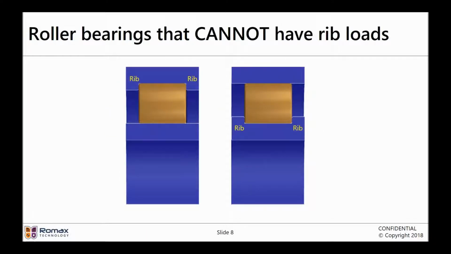Now, bearings that cannot take rib loads: with regard to cylindrical rollers, if I have two ribs on the outer but none on the inner, there's no place to take a thrust load. Likewise, this one with two ribs on the inner and no rib on the outer has no way to take any thrust load. It just allows the bearing to move axially. It will slide against the surface. That's what they're intended to do.